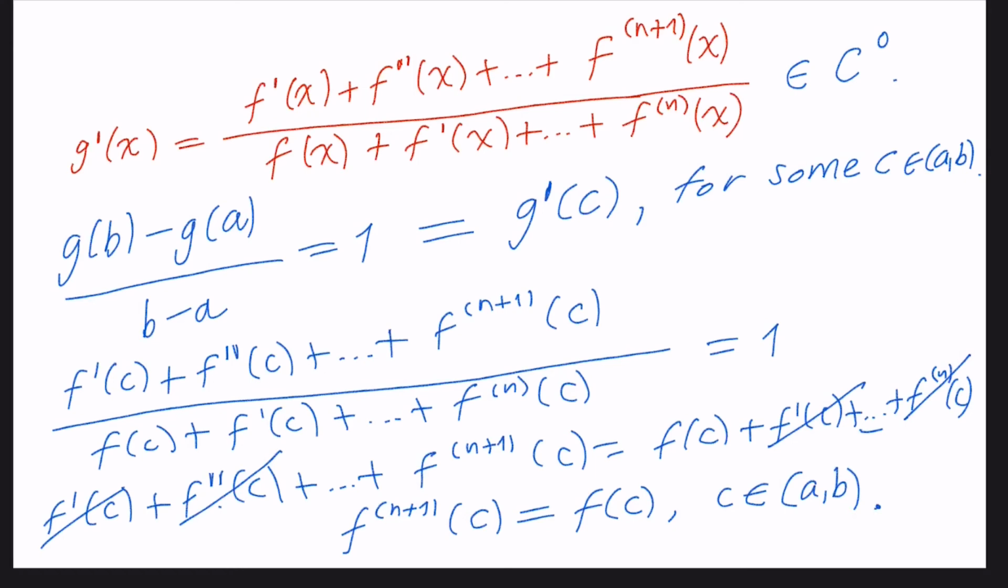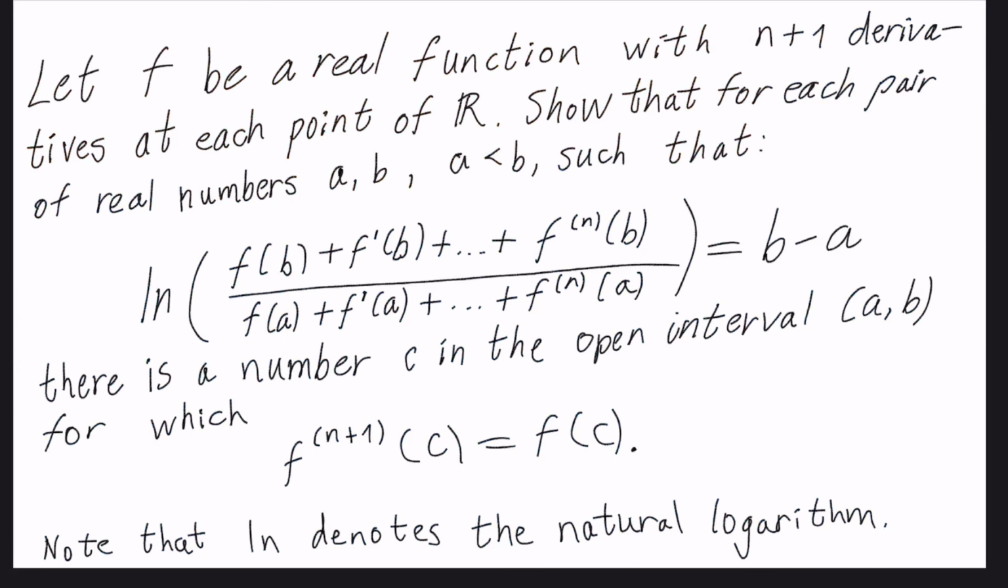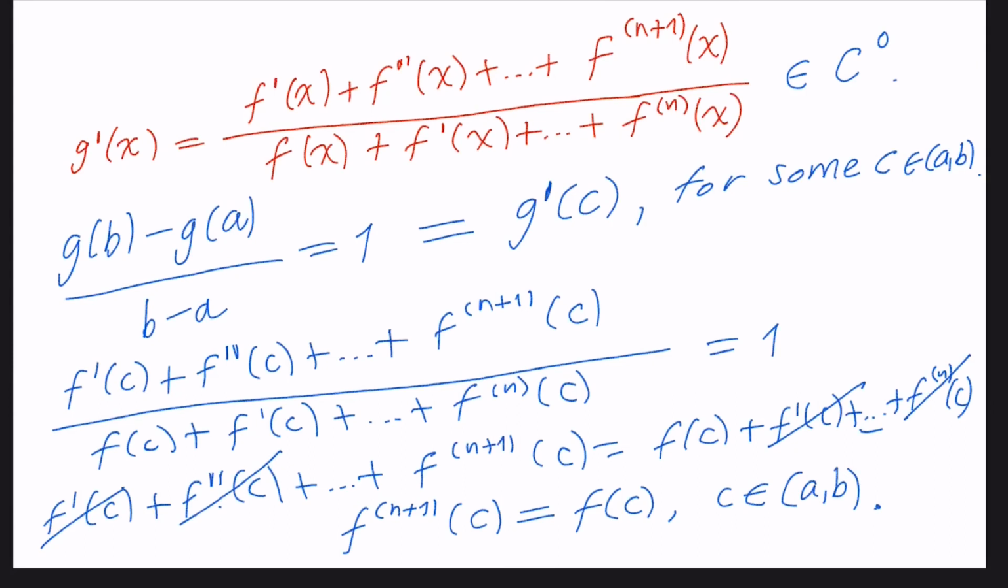So finally, remember, we wanted to prove that there exists a number c. We don't know which number, but it's okay. We are talking about general kinds of functions, but at least we know that for these general functions, there exists a value c for which the n plus 1 derivative of f in c is equal to the function evaluated in c. And this is the end of this problem, which is a problem of existence using the mean value theorem for solving it.